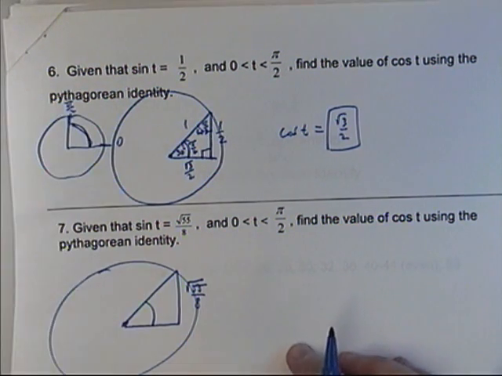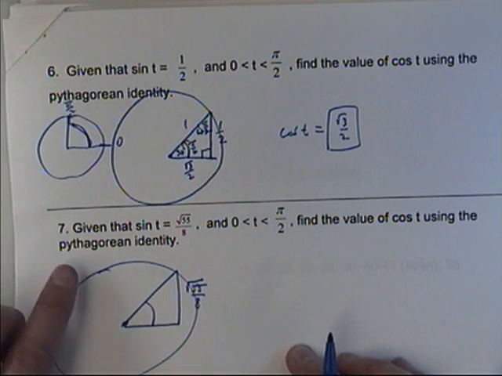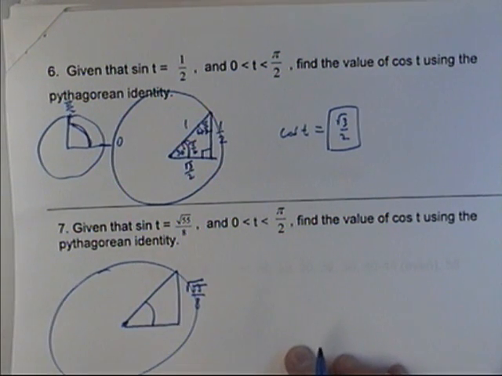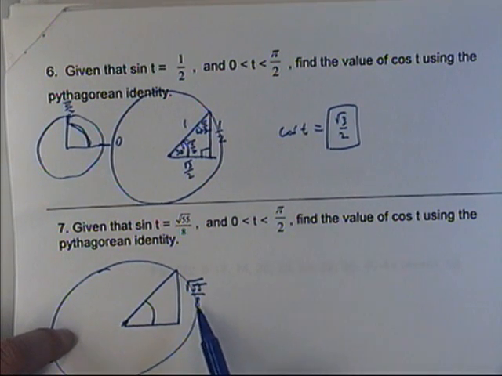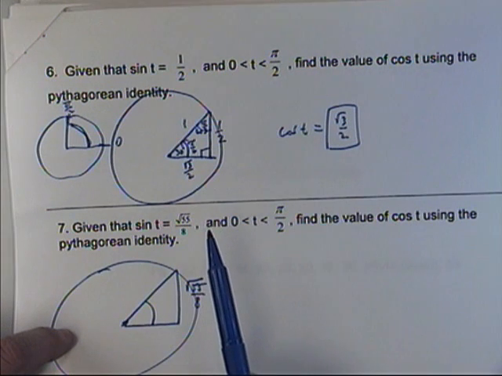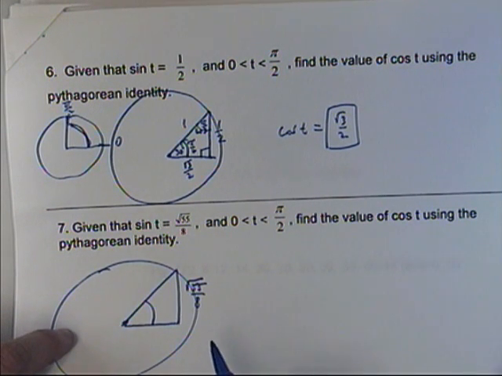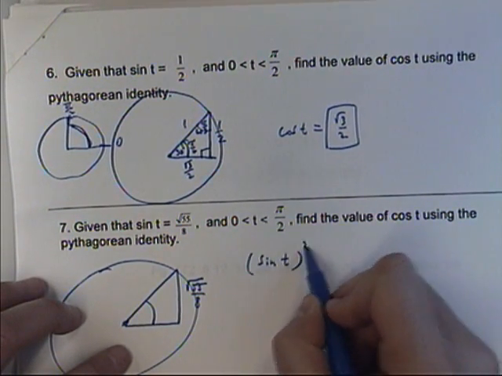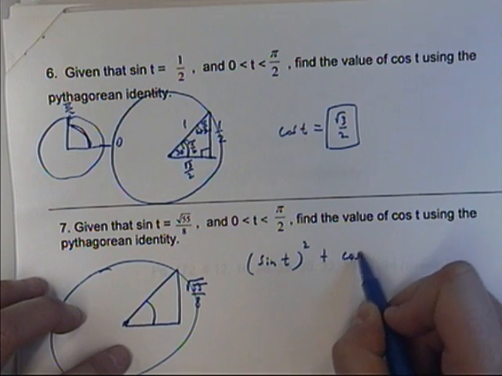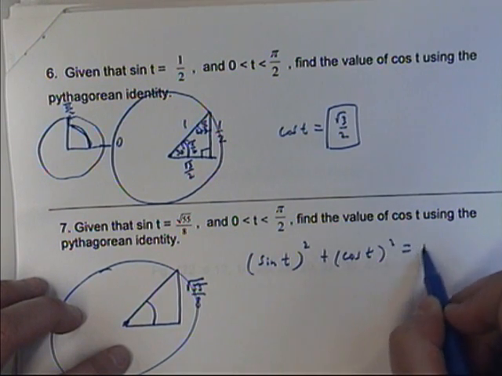This time I'm going to have to do it a little differently because clearly I don't have a 30, 60, 90 triangle or a 45, 45, 90 triangle. So, what do I do to find the other sides? Well, what I can do is I know that the sine of an angle squared plus the cosine of that same angle squared should equal 1.